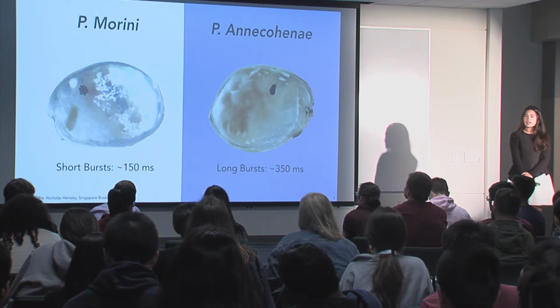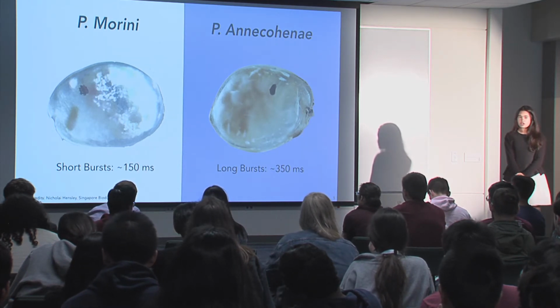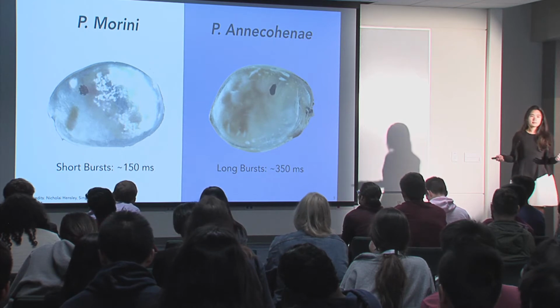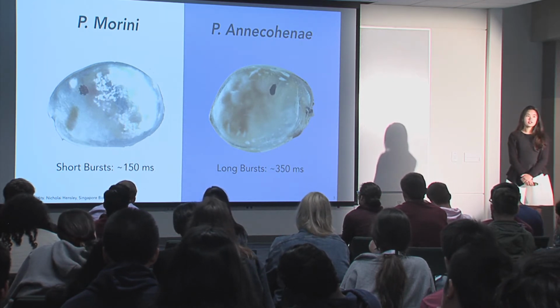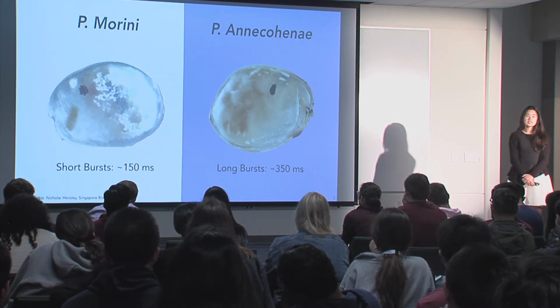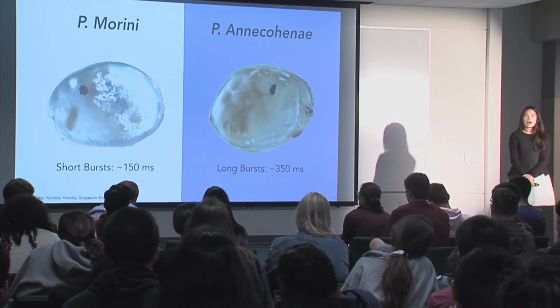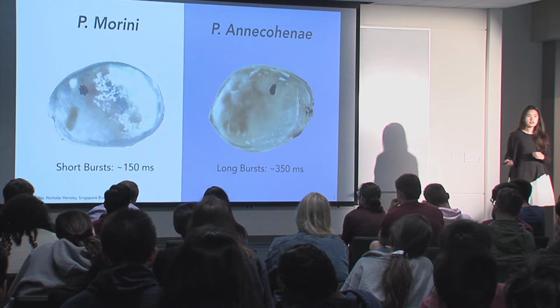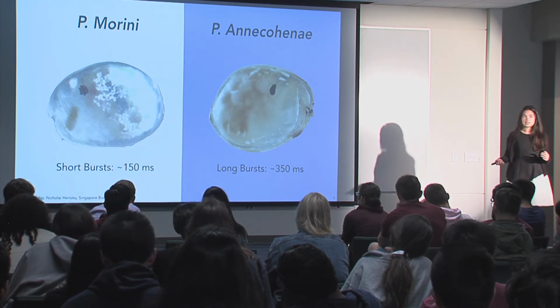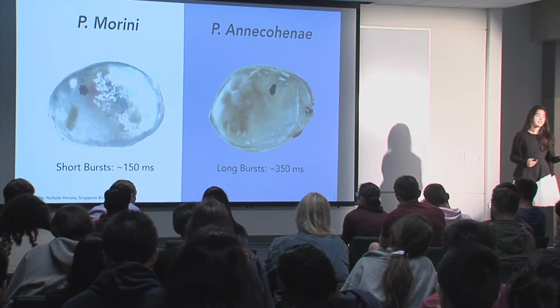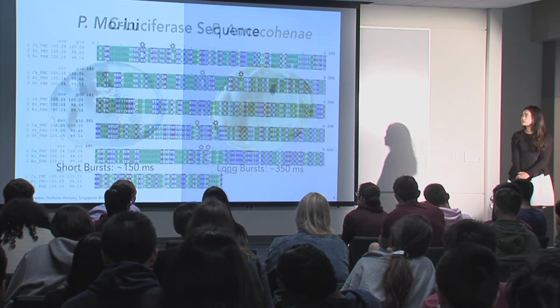In this experiment, I studied two species of ostracods, P. morini and P. incoinae. P. morini have short bursts at 150 milliseconds per burst, and P. incoinae have longer bursts at 350 milliseconds. Although these have different mating displays, they only differ in 11 amino acids.